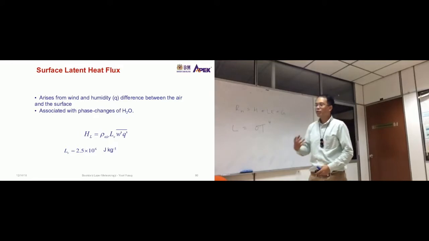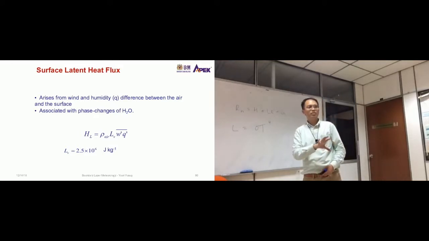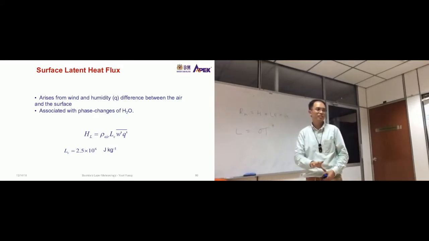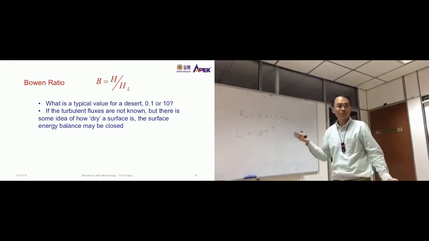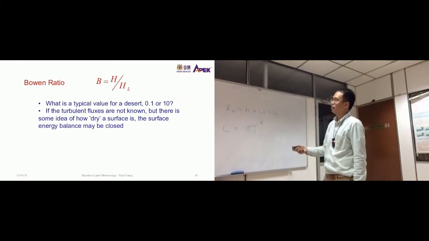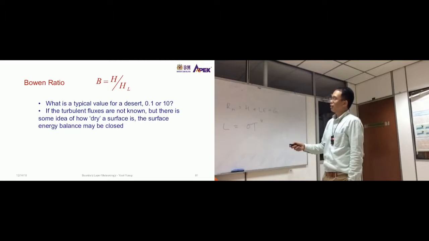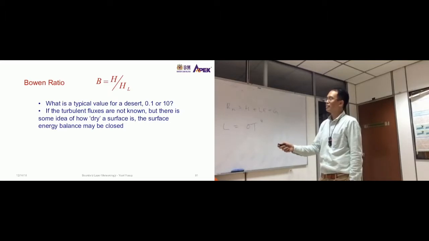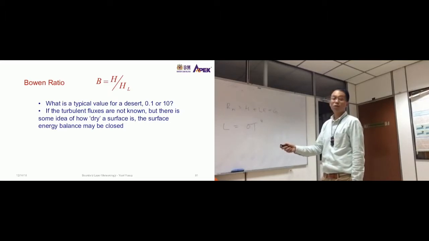Now, when there is evaporation, there's no change in temperature. There's a change in phase. Then there's the Bowen ratio. We talked about this before too, so it should be easier for you to understand here. A typical value for desert is 0.1 to 10. I think maybe you can guess. It's a ratio between sensible heat and latent heat, or LE. So if it's a desert, it means that LE is very small, right? And when this is very small, then the Bowen ratio should be very large. So it should be 0.1 or 10. Over the desert, it should be about 10.